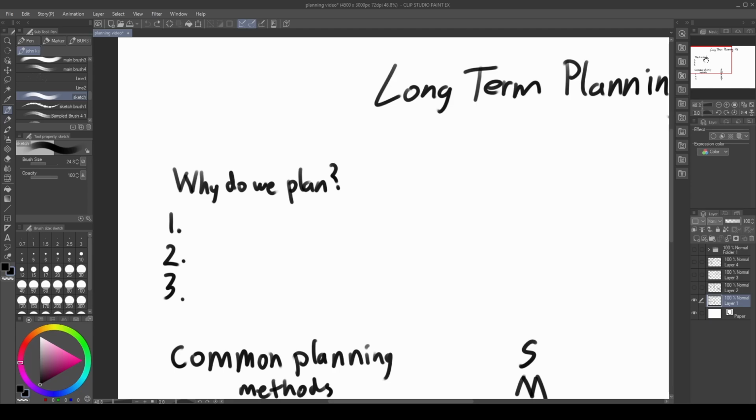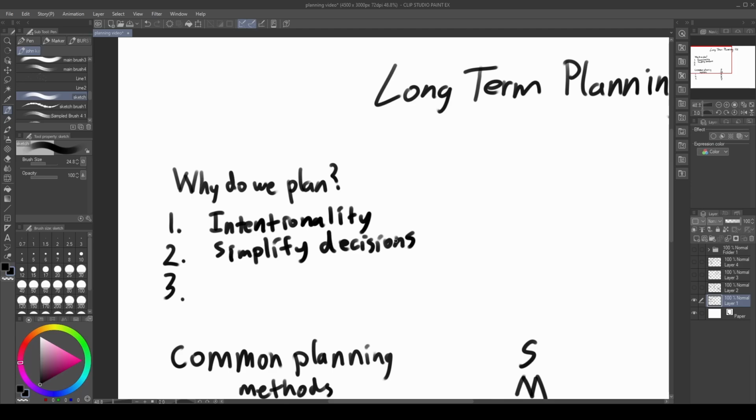The first reason is for intentionality and purpose. This is to make sure that we don't get off track of what we want to accomplish. The second thing is to simplify decision making. Taking a little bit of load off of our brains is always welcome. And the last thing is a motivational tool.